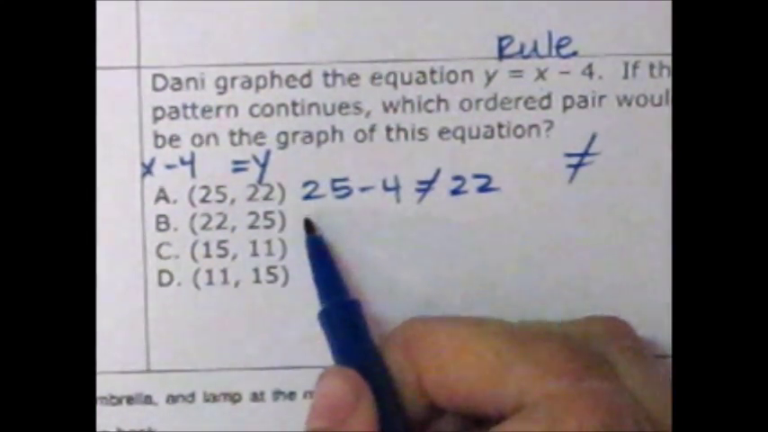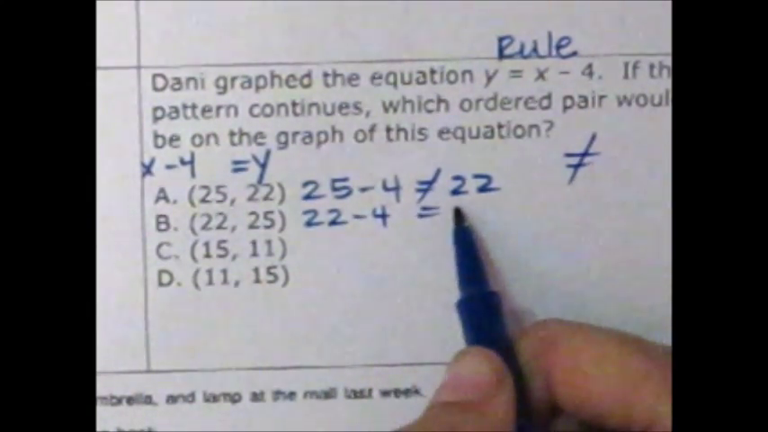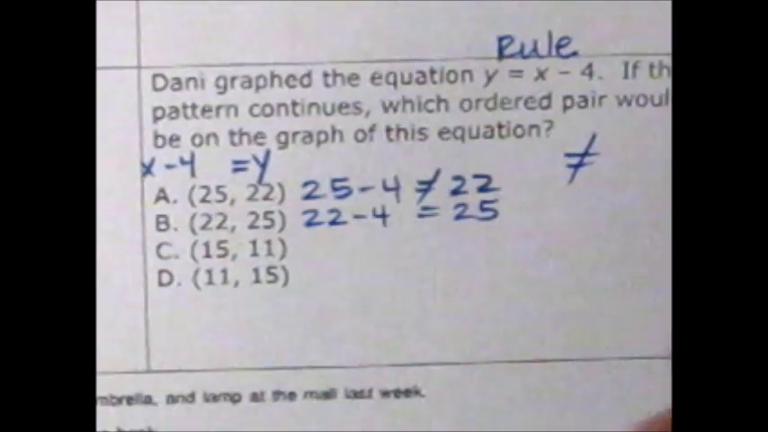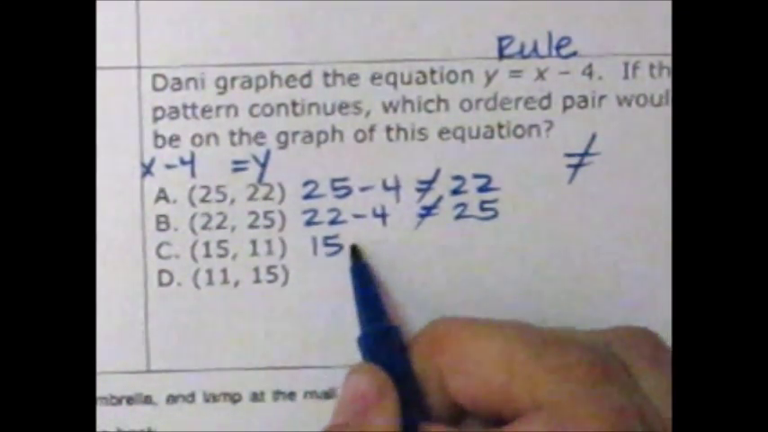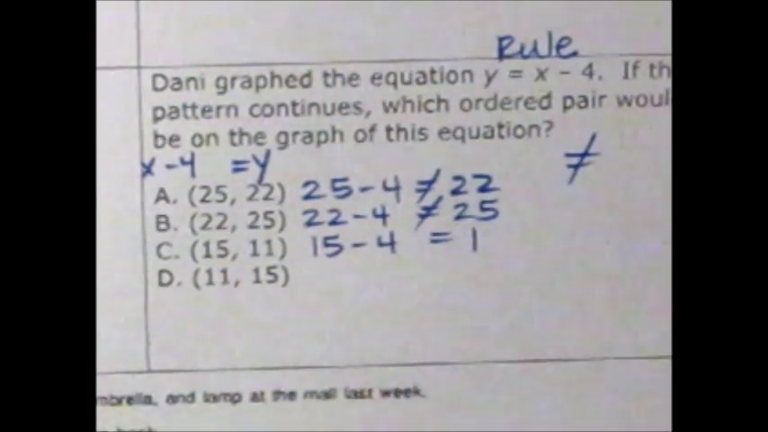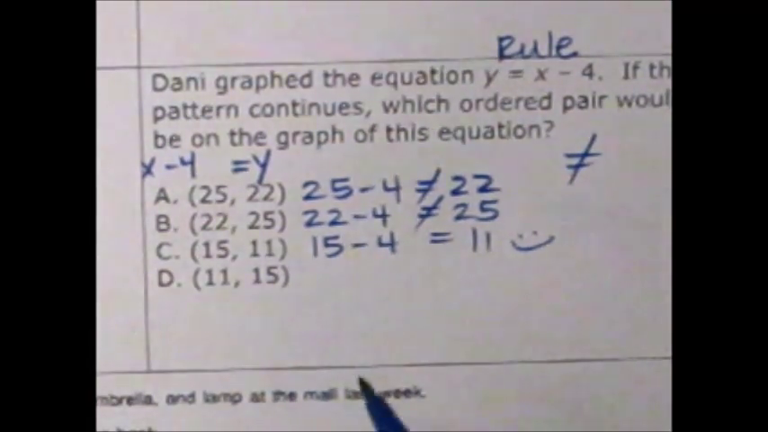So now let's try this one. 22 minus 4, following my rule, does that equal 25? No, that would equal 18, so that one's out of the running. 15 minus 4, does that equal 11? Oops, 11. It sure does, okay? But I'll keep on trying.